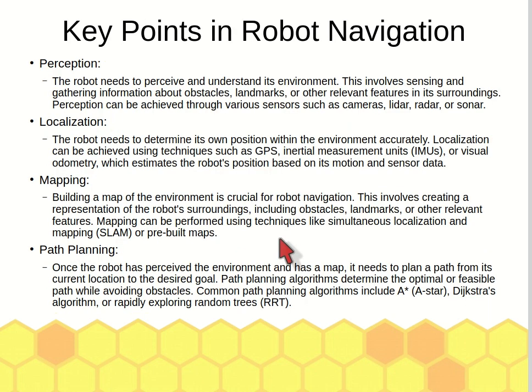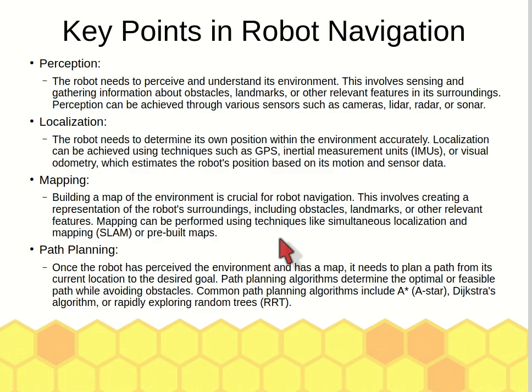So in robot navigation, this is the key point: perception, localization, and mapping. Localization and mapping, sometimes you need to do it simultaneously. That's why you call it SLAM, simultaneous localization and mapping. While localizing, you need a mapping. In order to have a map, you need to know the localization. So that's why most of the time you need to do the localization and mapping at the same time. That is why you call it SLAM, simultaneous localization and mapping.